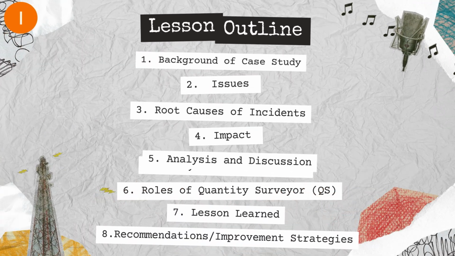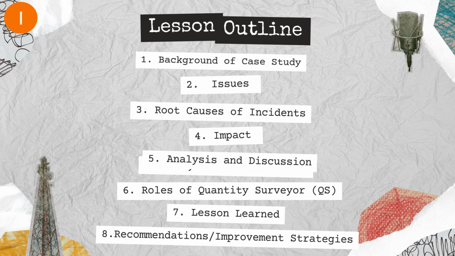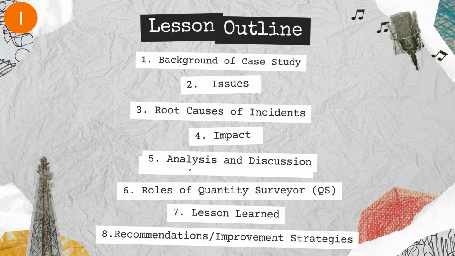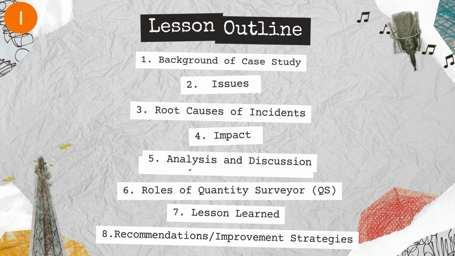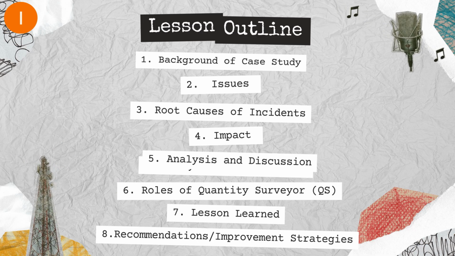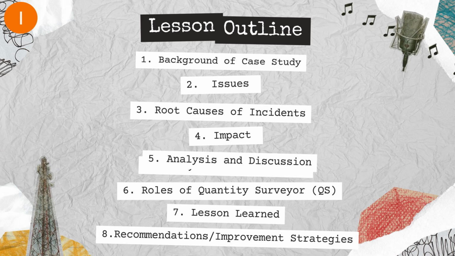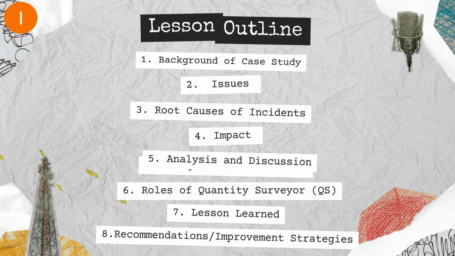Now, this is our lesson outline. For this case study, we will talk about 8 important points. The first one is the background of case study, the issues, root causes of incidents, impact, analysis and discussion. The next one is the role of QS, lesson learned, and the last one is the recommendation or improvement strategies.